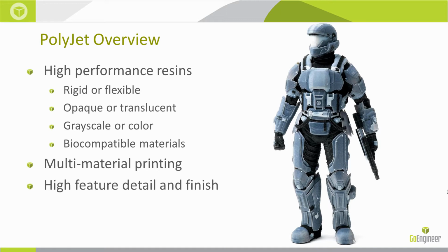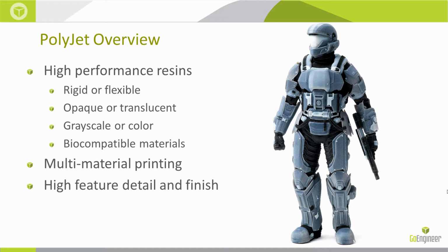So if you look at the image on the screen, we've got a Halo character there, and this guy stands about 18 inches tall in real life, and he's printed in several different materials in one job. His armor is hard and opaque, and some of his undersuit is like a rubber-like material, and that's printed all in one.